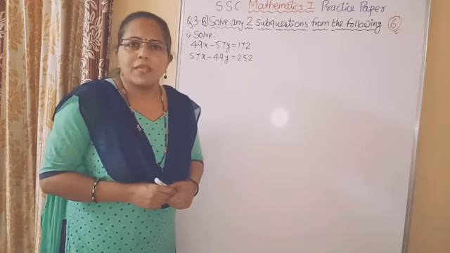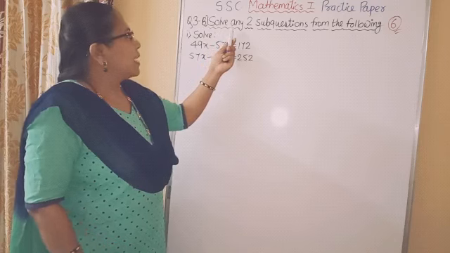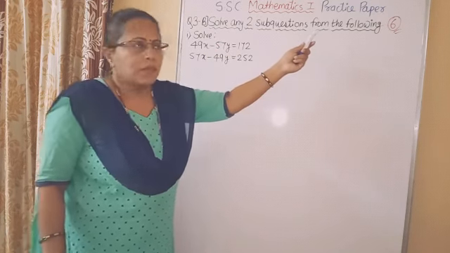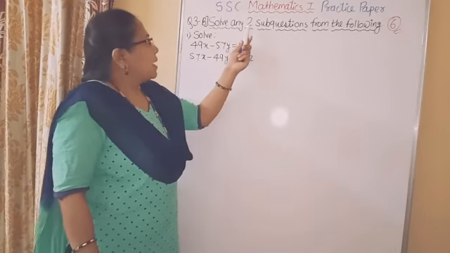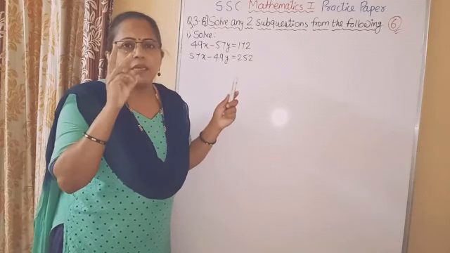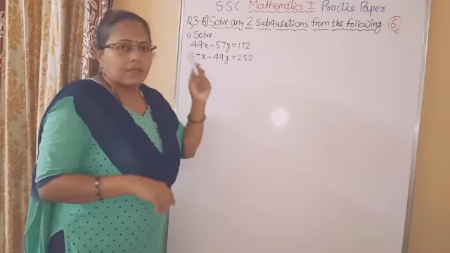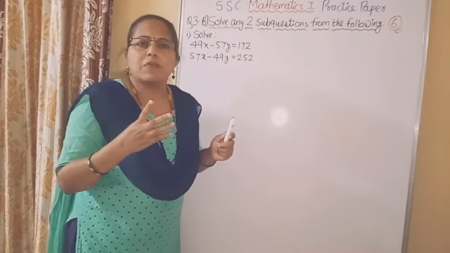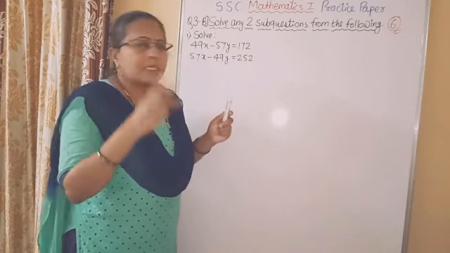Today we are going to start question number 3b. Solve any two sub questions from the following, and it carries 6 marks. So any two sub questions for 6 marks, that means one question carries 3 marks. In this question there are 4 sub questions given, and out of that 4 sub questions you have to solve any 2 questions. Each question carries 3 marks.